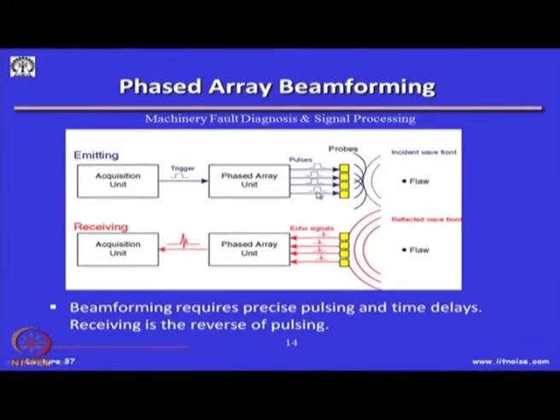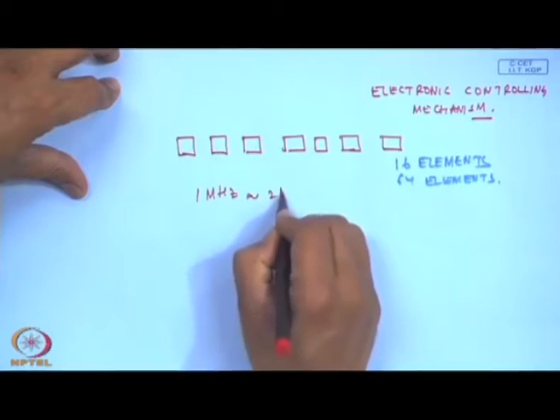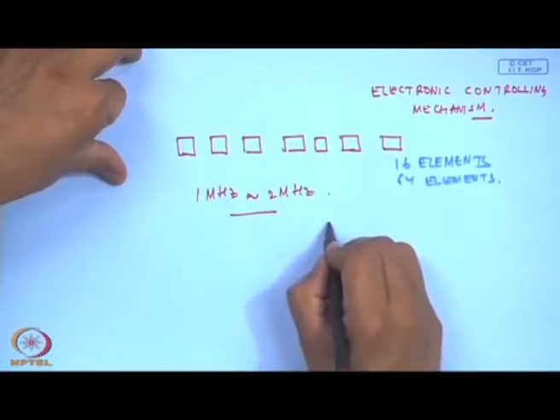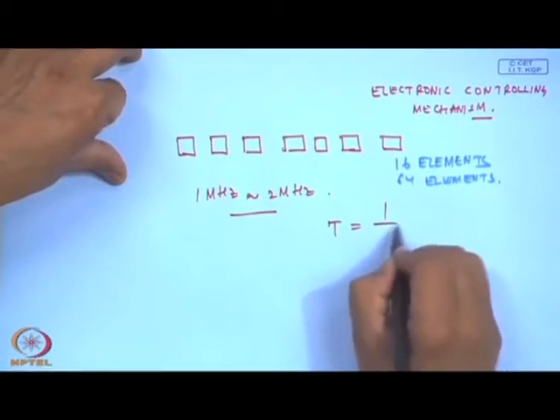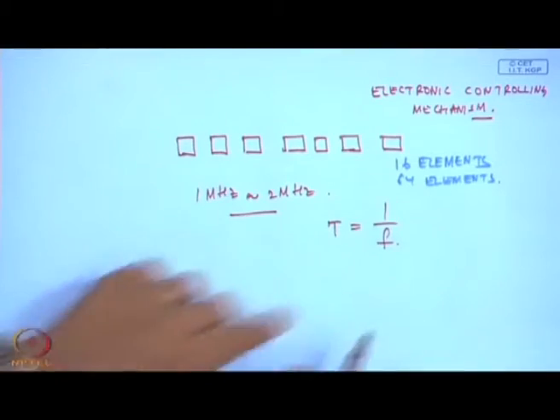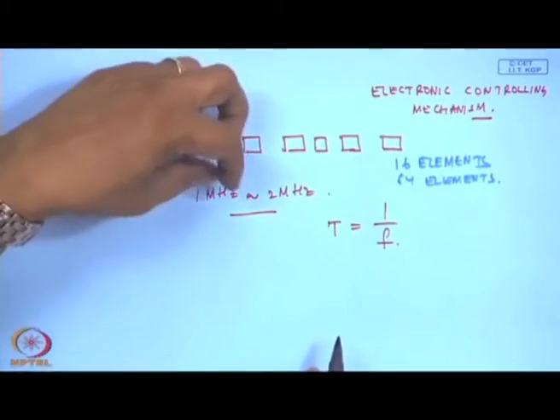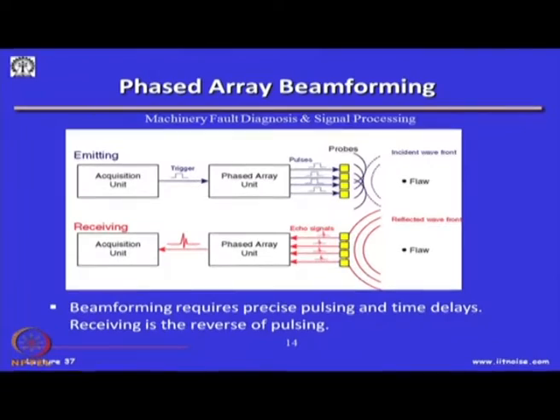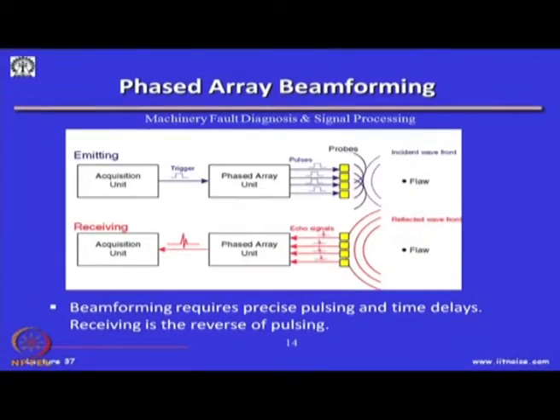Imagine you are talking about waves at 1 megahertz or 2 megahertz. Time delay is inversely proportional to frequency. The higher the frequency, the smaller the time delays, and we have to be very careful or have very fast processors to capture such signals. This is where it is being used currently, and we have this equipment in our lab.